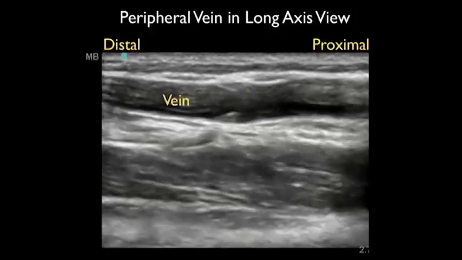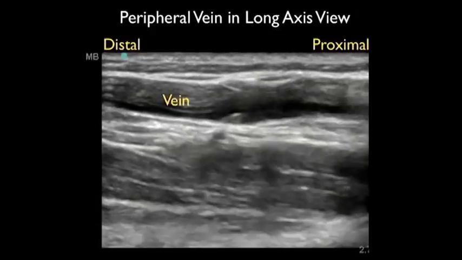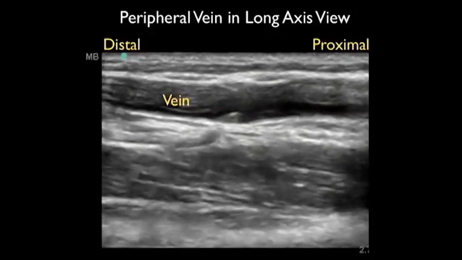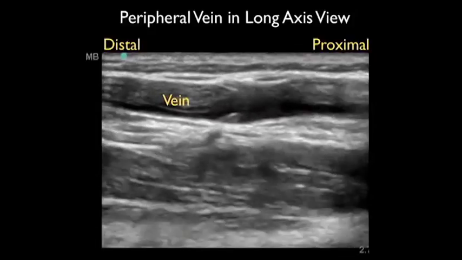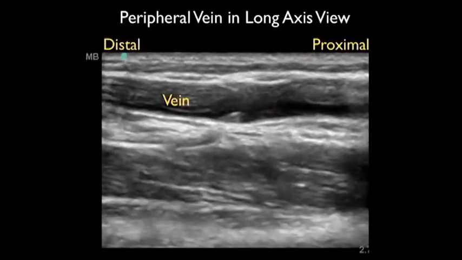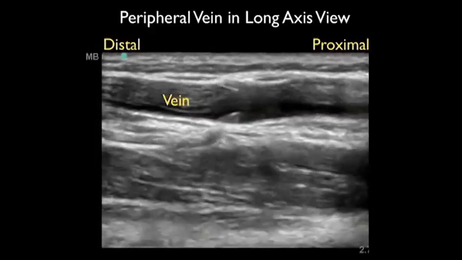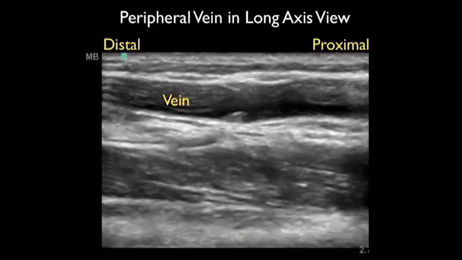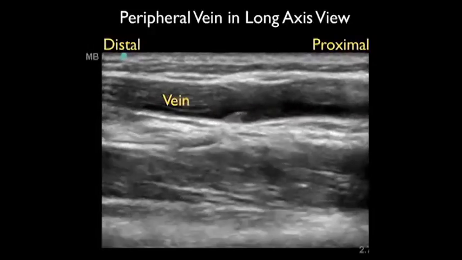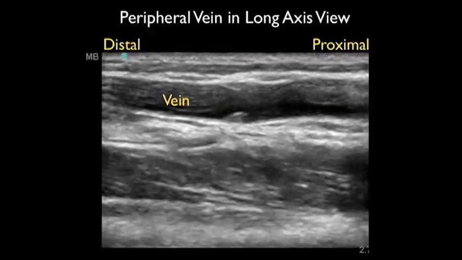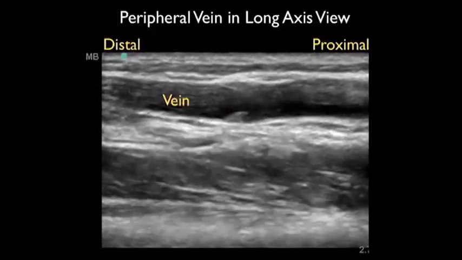Here's a typical appearance of a venous structure cut in a longitudinal or long axis orientation. Notice here that the vein has more of a tubular appearance on the screen, and that the flow of blood here is from the left, which is distal on the vein, towards the right, which is proximal on the vein. Looking in long axis gives complementary information about the vein.